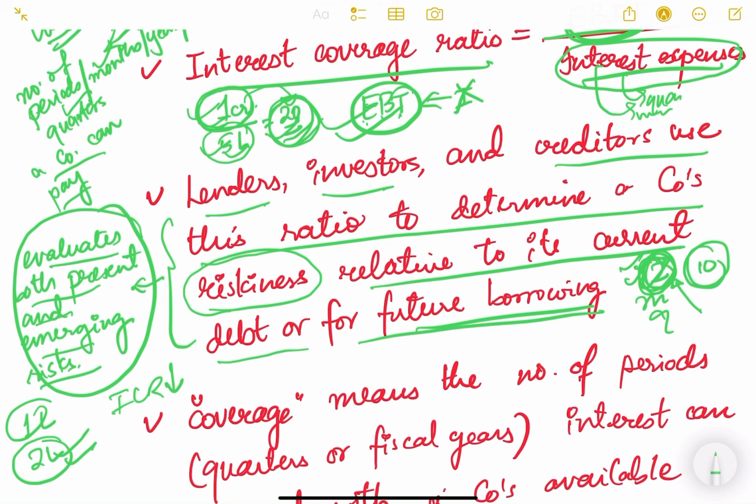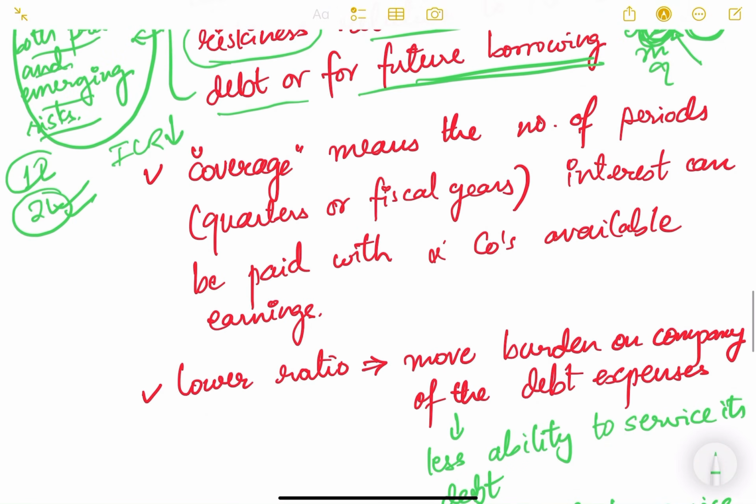So it talks about both your present risk as well as the future risk, and the banks, creditors, investors, everybody will look at this interest coverage ratio. It is a very, very important factor. I have already explained it to you.